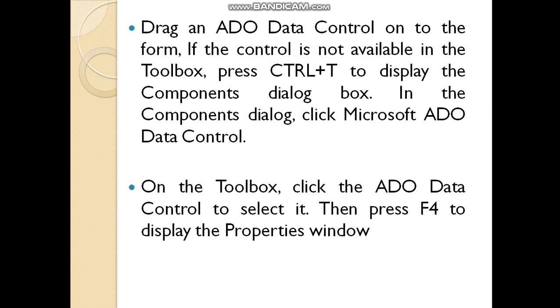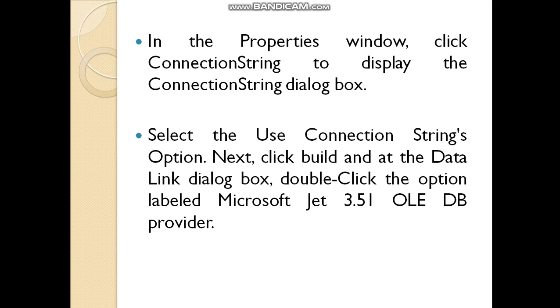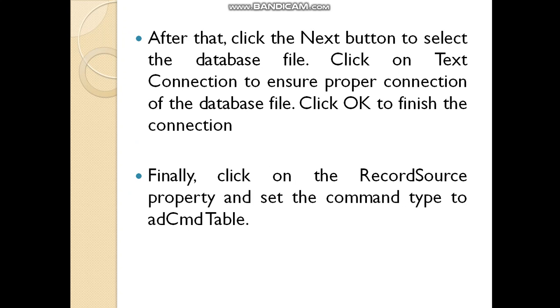Drag an ADO data control onto the form. If the control is not available in the toolbox, press Ctrl+T to display the components dialog box. On the toolbox, click the ADO data control to select it. In the properties window, we need to set the connection string property. In that property, we have to select either Microsoft Jet 3.51 OLEDB provider or Microsoft Jet 4.0 OLEDB provider. After that, click the next button to select the database file. Click on test connection to ensure proper connection of the database. Finally, click on the record source property and set the command type as adCmdTable.